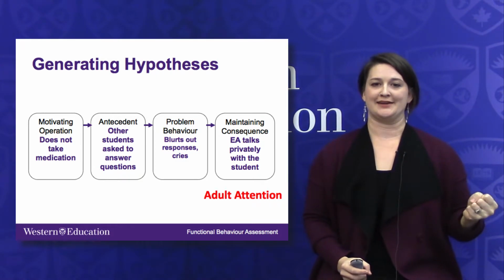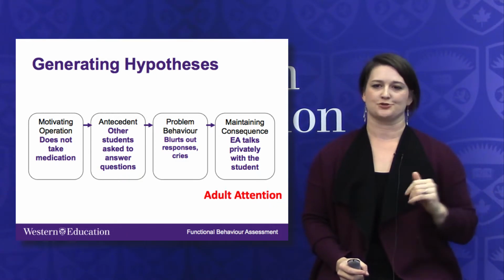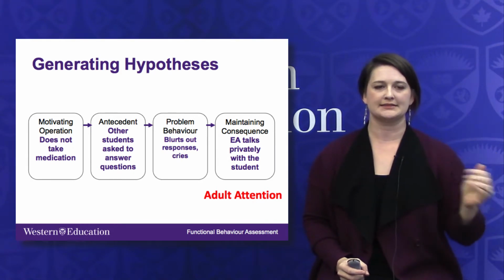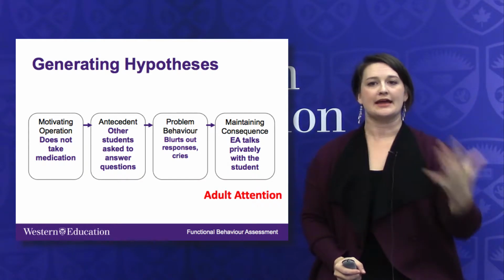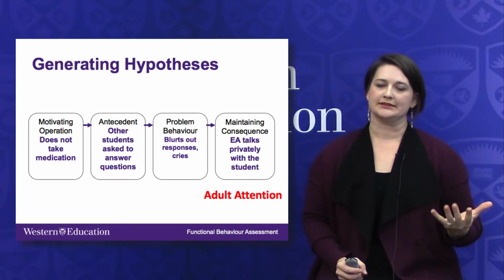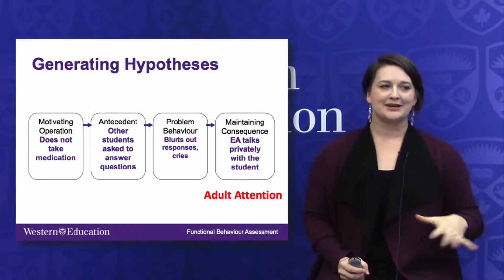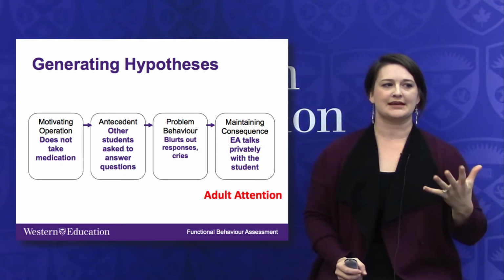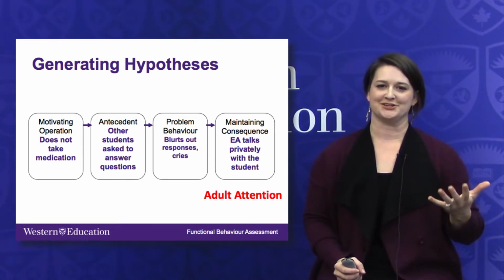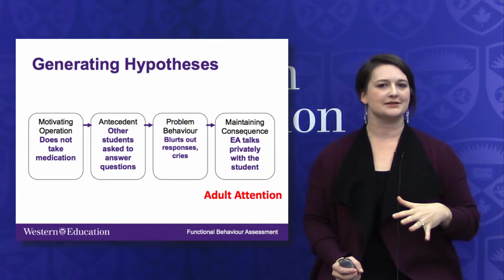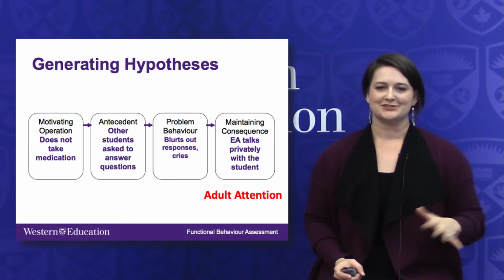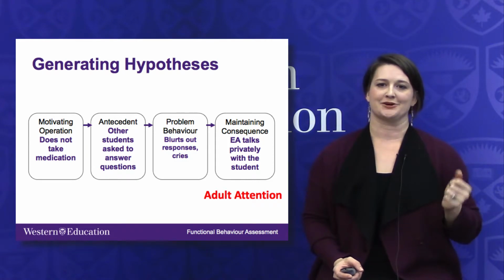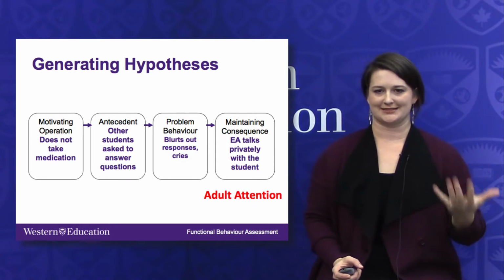Immediately before the behavior, other students are asked to answer questions during a lesson, and the student blurts out and starts crying, and now the EA comes over and talks privately with that student. So here we see that this student is communicating that they want adult attention, but perhaps they don't have the skills to request that in an appropriate way. So we would say the function of this behavior is to access adult attention.